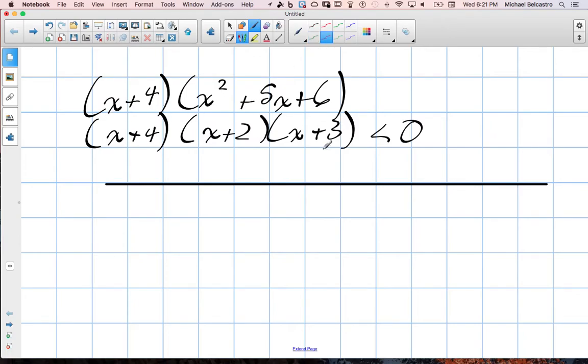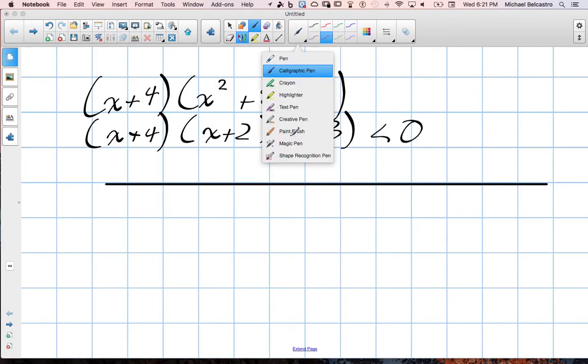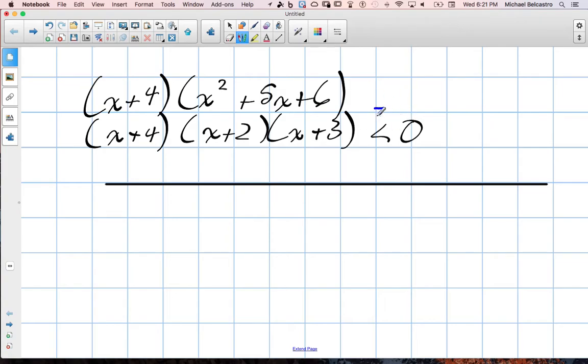So if we look at this, say this was set, even though it's not, let's say it was equal to 0. If it was equal to 0, then our factors would be negative 4 as one of them, negative 2 would be another, and negative 3. So negative 4, negative 3, and negative 2. Negative 2 would be about here. What they're going to ask you to do for your chart is take each of the factors.